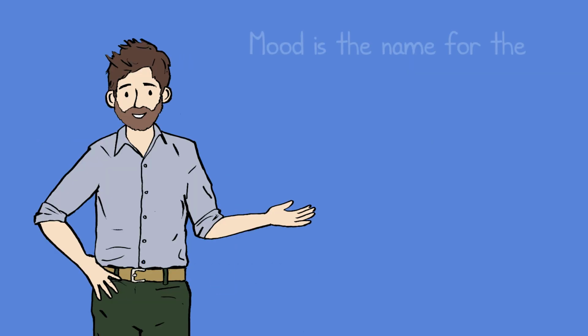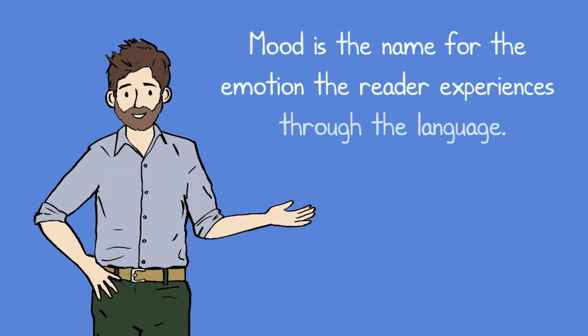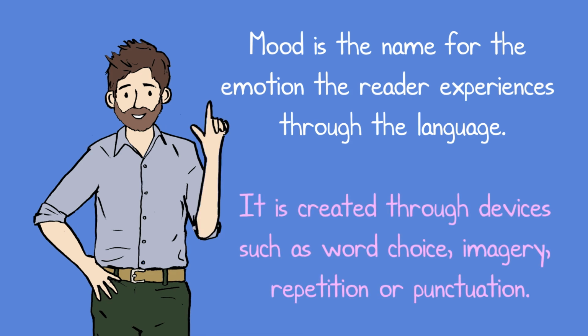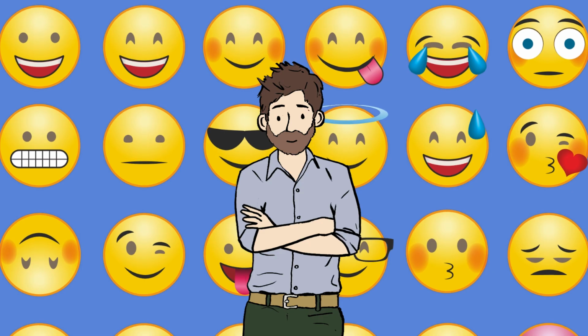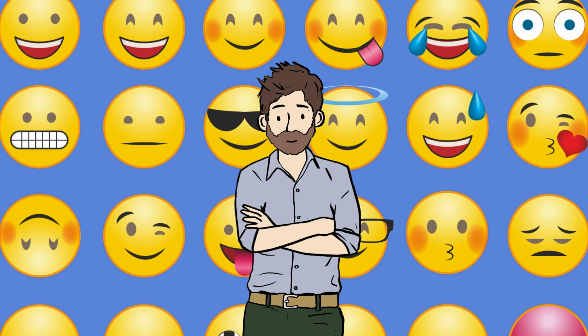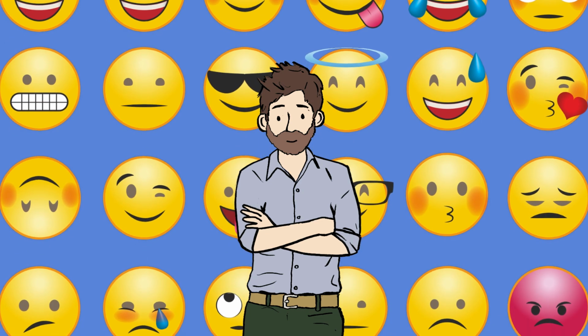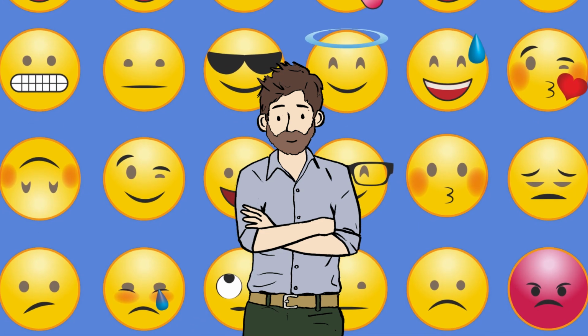Mood in a text is the name for the emotional feeling the reader experiences through the language. Mood is created through various other devices such as word choice, imagery, repetition, or even punctuation. Mood is a great starter for analysing language since, if you correctly identify it, it shows you have a clear understanding of how writers create emotions through language.